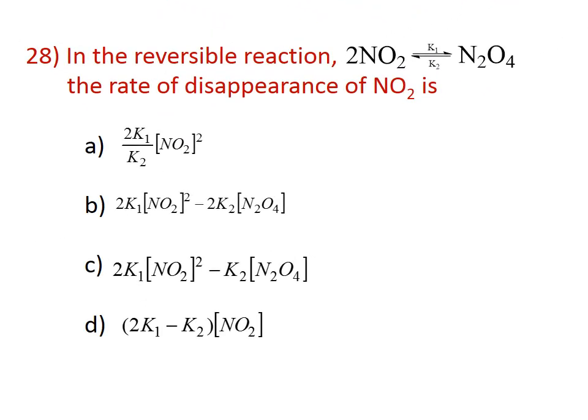The reversible reaction 2NO2 reversible arrow N2O4, the rate of disappearance of NO2. 4 options are given. Here you have to consider one important point. In the forward reaction NO2 is disappeared. In the backward reaction NO2 is formed. In general principle, in an equilibrium process, the rate of disappearance will be equal to the rate of formation. Using this principle, the explanation is given in the next.